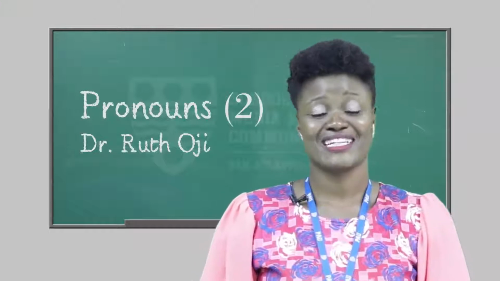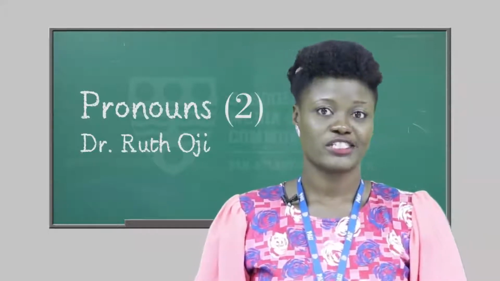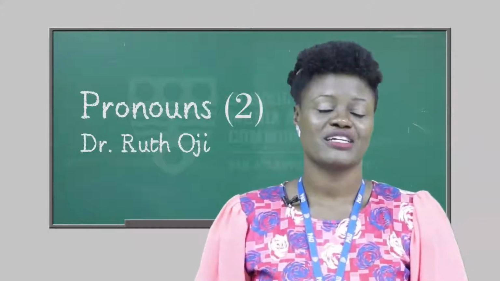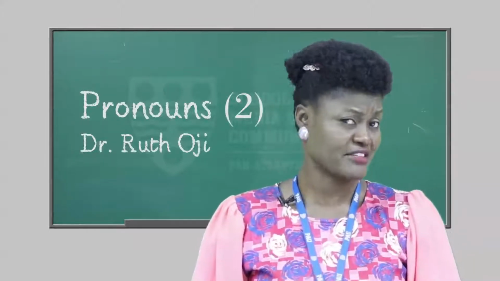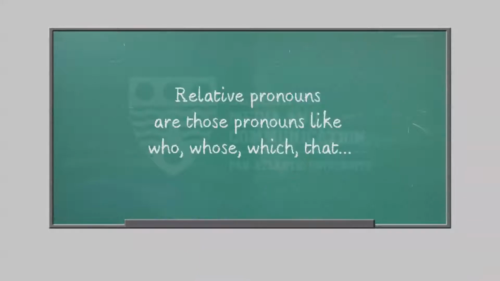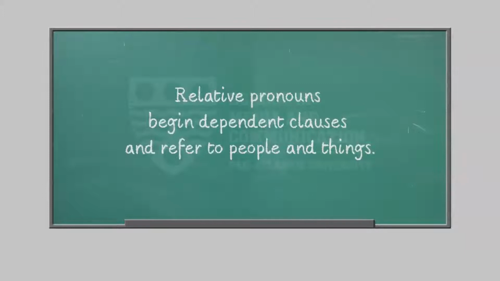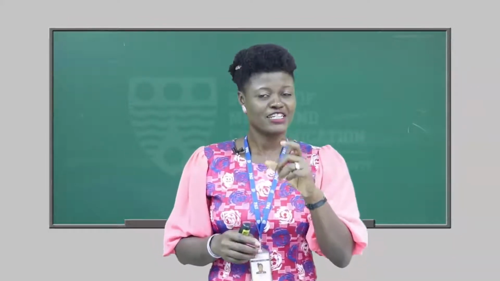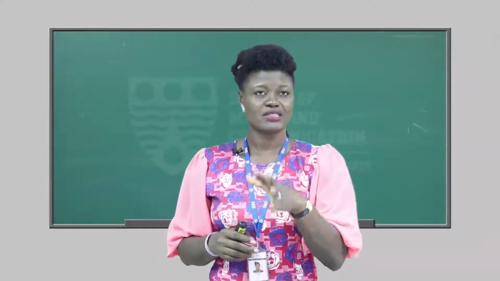In this video, we're going to be looking at the remaining types of pronouns. We did talk about the personal and possessive pronouns. So this time around, we'll be looking at the relative pronoun. So what is a relative pronoun? Actually, relative pronouns are those pronouns you hear like who, whose, which, that, and so on. Relative pronouns begin dependent clauses, and they often refer to people and things. Every time you see a dependent clause, you would often find a relative pronoun beginning that dependent clause.